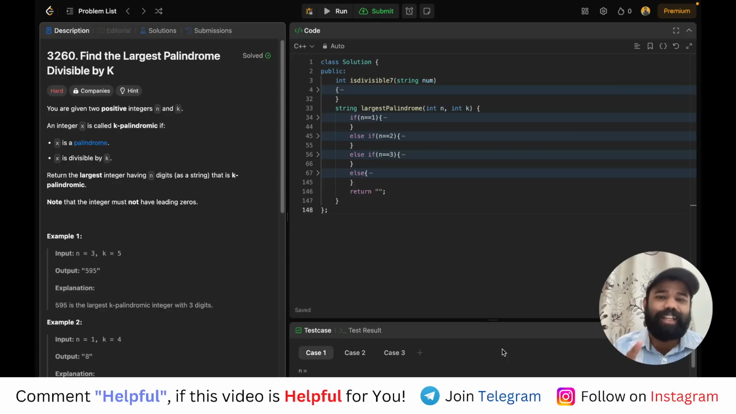This problem actually, I'm not sure how other people have done. I didn't got the time to check, but I have done in a very basic manner of finding all the cases. So what I have done actually here is that you are given two positive integers n and k, and what you do is you have to find the integer x. That integer x should have n digits, and it should be divisible by k, and it should be a palindrome. So you have three things.